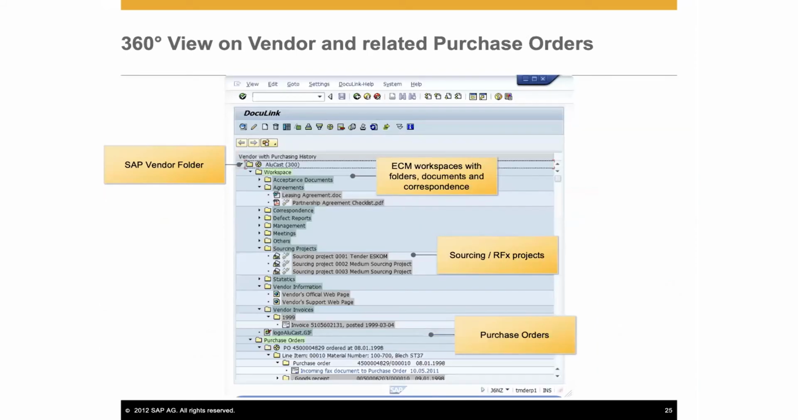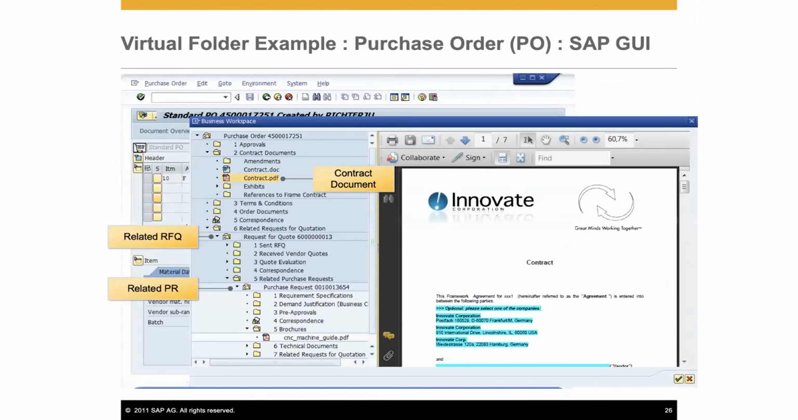You can also have visibility of the vendor and purchase order centric workspace within your ERP system, for a 360-degree view of data and documents organized in a folder structure. You can have PO data, PR data, GR data, right?